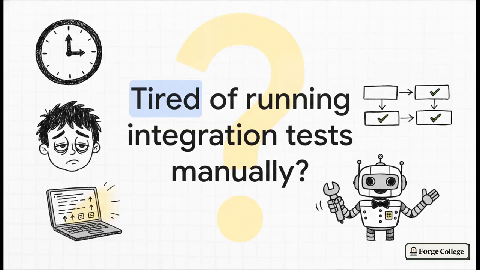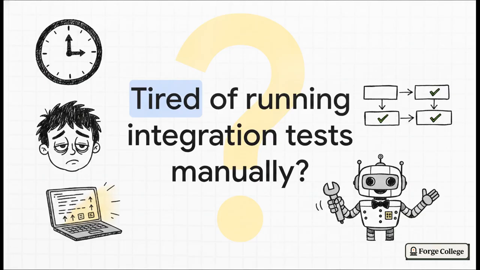So let's be real for a second here. Are you tired of running integration tests manually? Because we've all been there. It's 3 a.m., you've just made a quote-unquote tiny harmless change to your smart contract, and now you're just staring unblinkingly at your terminal. You're hitting the up arrow, smashing enter, and holding your breath, just praying for that green check mark. It's exhausting, it's totally prone to human error, and frankly, it just doesn't scale.